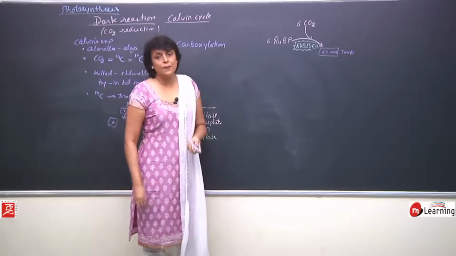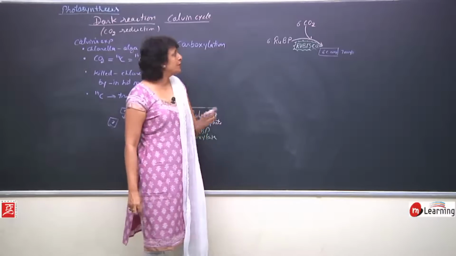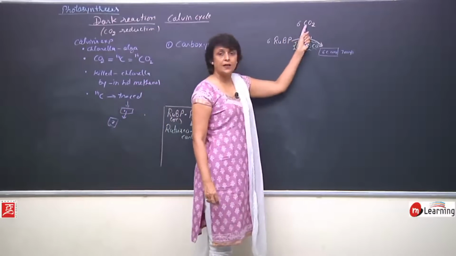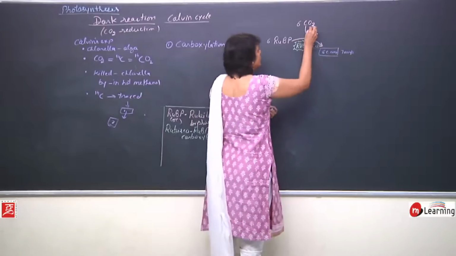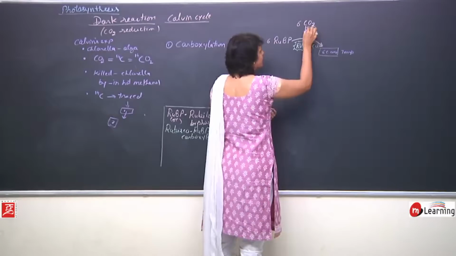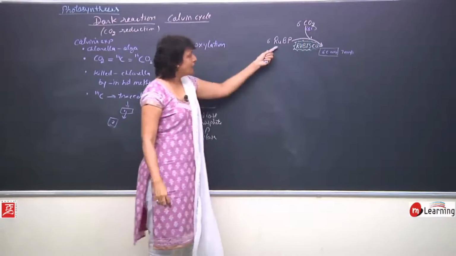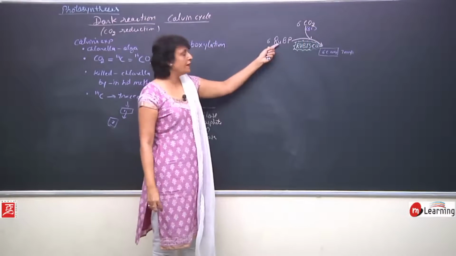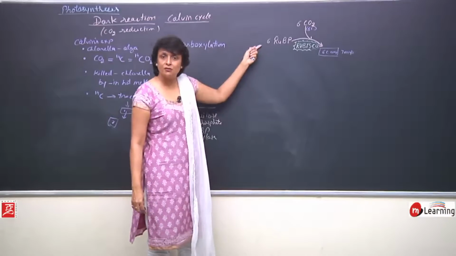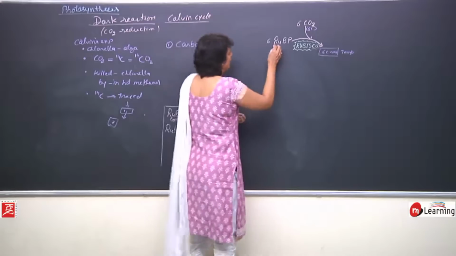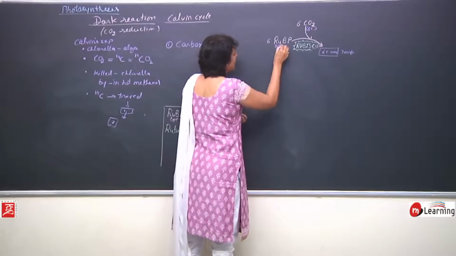Let us also keep a track of carbon numbers. How many carbons are here? 6 molecules of carbon dioxide, each containing 1 carbon, so there are 6 carbons here. RuBP, ribulose bisphosphate, is a 5 carbon compound. So how many molecules? 6. So 5 sixes are 30 carbons here.